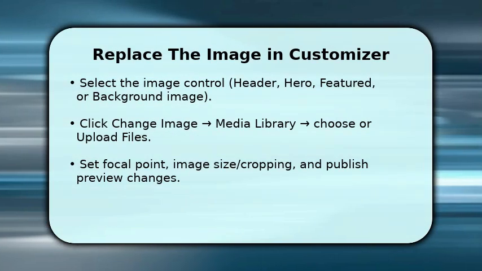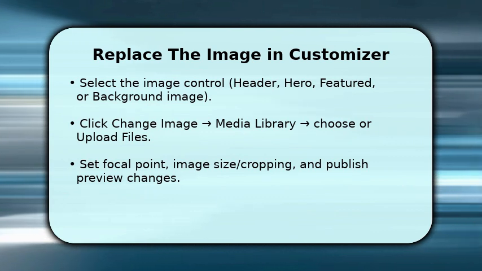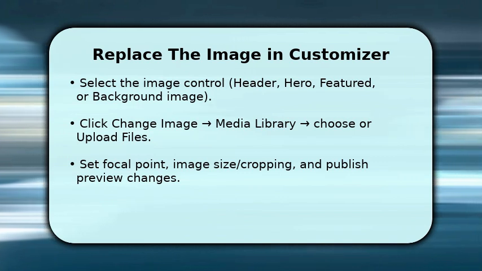Now that you're in the right panel, click the image control labeled Header, Hero, Featured, or Background Image depending on your theme. Press Change Image, pick an existing file or upload files to add a new one. Once selected, set the focal point and cropping options so important content isn't cut off on mobile. Preview the change in different device views inside the customizer.